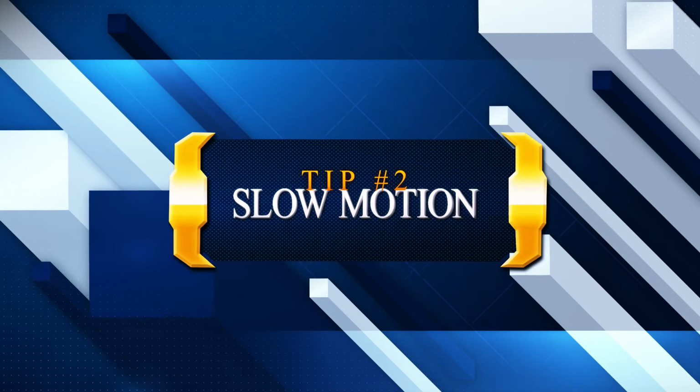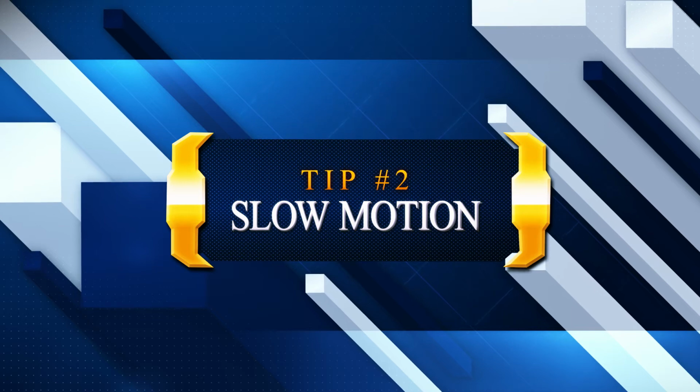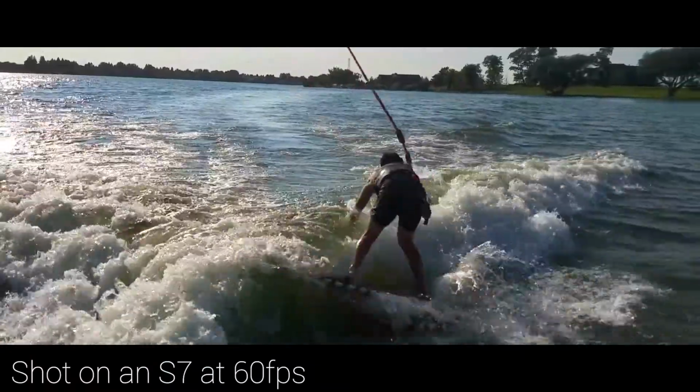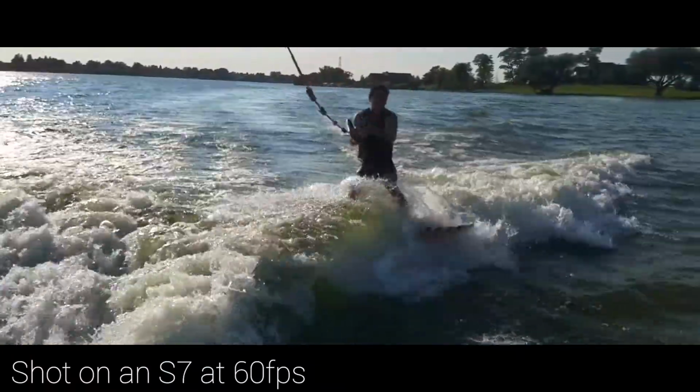Tip number 2 is slow motion. Most cameras and smartphones in general have the capability to shoot at a higher frame rate. For those of you who don't know, Hollywood generally shoots their movies all at 24 frames per second, which is basically what your eyes can see. It's what looks most natural to the eyes.